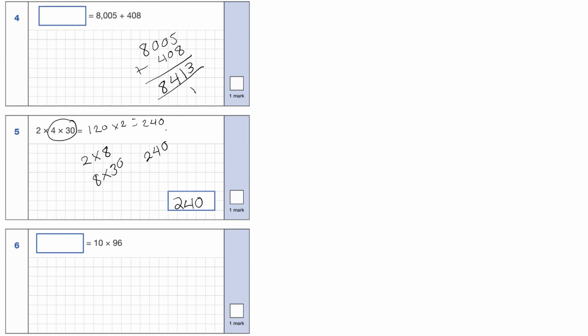Something equals 10 times 96. Just do 96 multiplied by 10. 960 is 10 times larger.